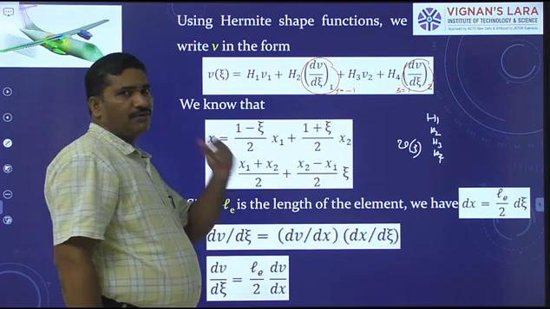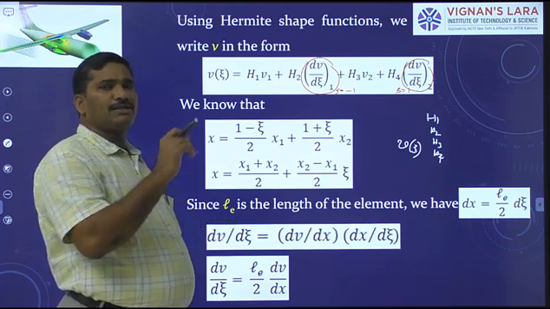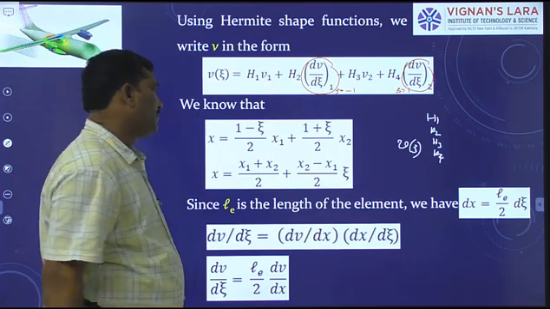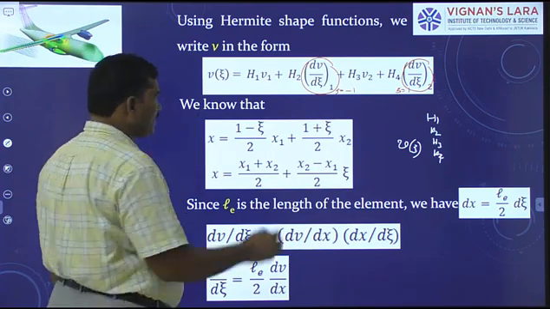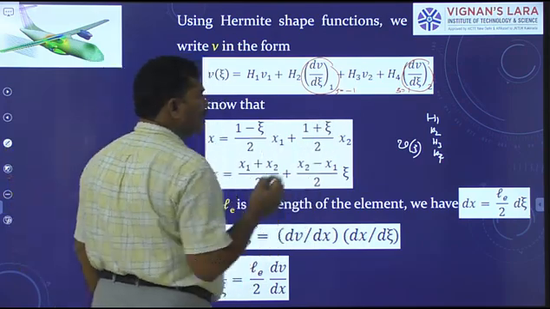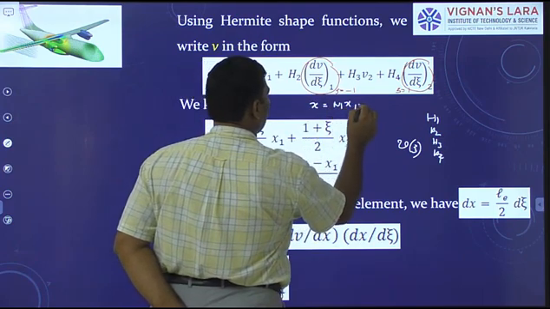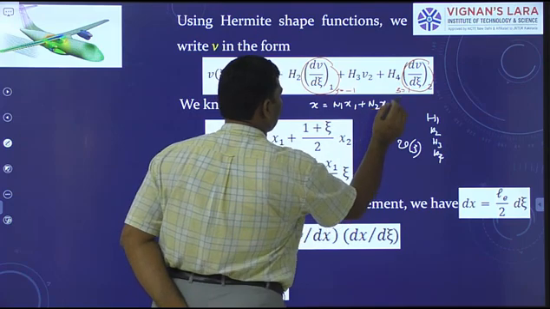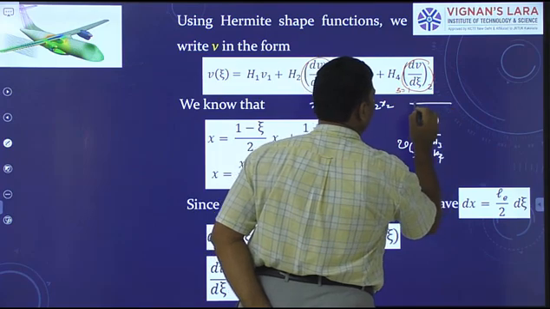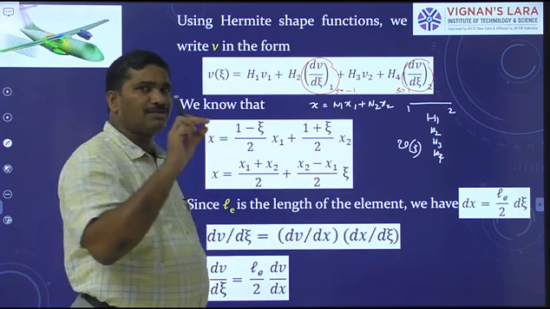using isoparametric formulation, we can define any point in the domain. How? How do we represent any point in the domain? We write X equal to N1 X1 plus N2 X2. Beam element is a two-noded element with uniform cross section.